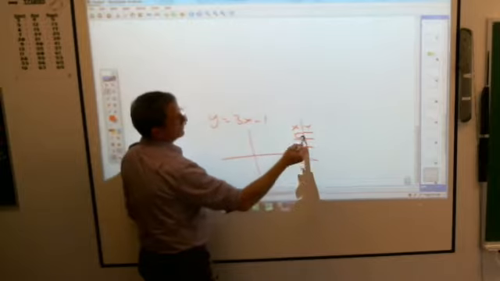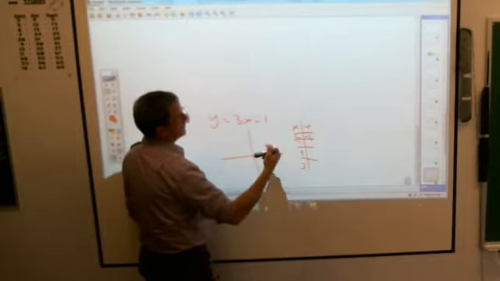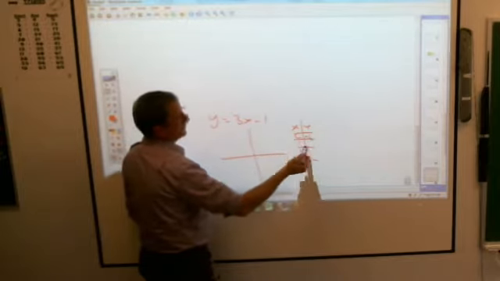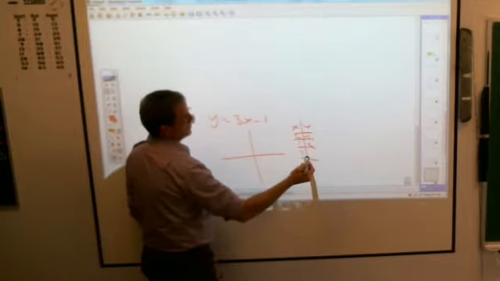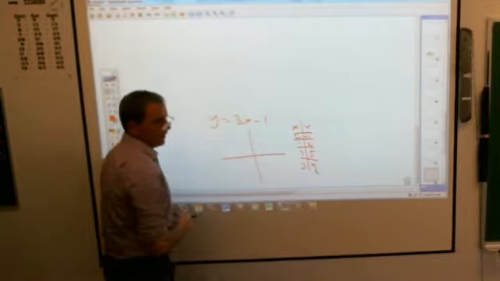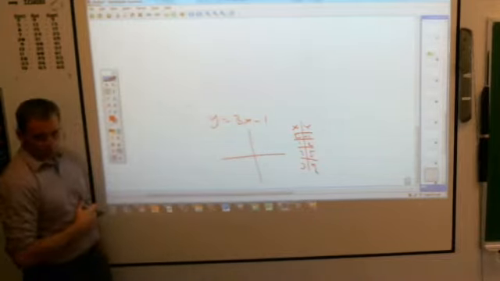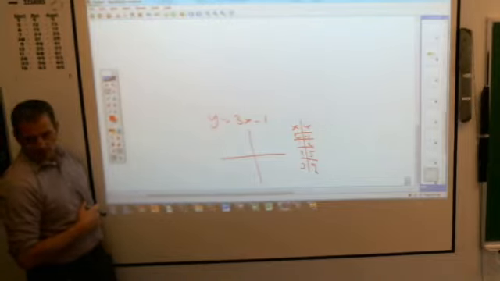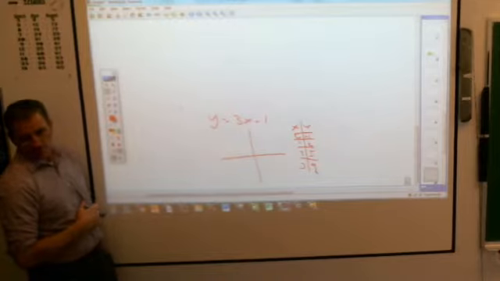0 gives you negative 1. 1 gives you 2. 2 gives you 5. Are you ever going to get the same number to give you 2 different answers? When would you have the same number to give you 2 different answers? Does anybody know?